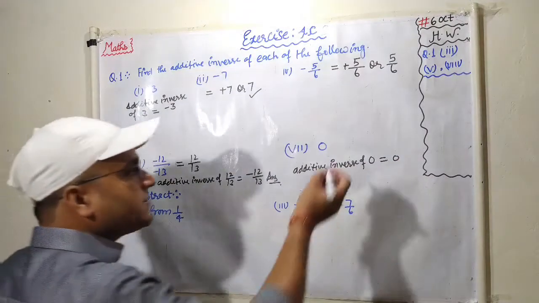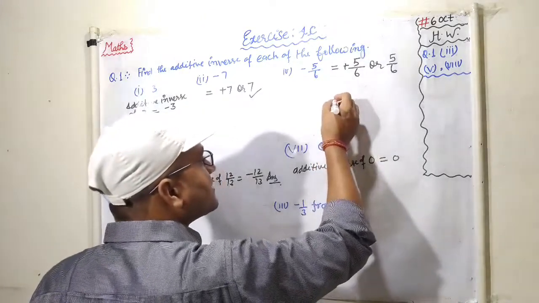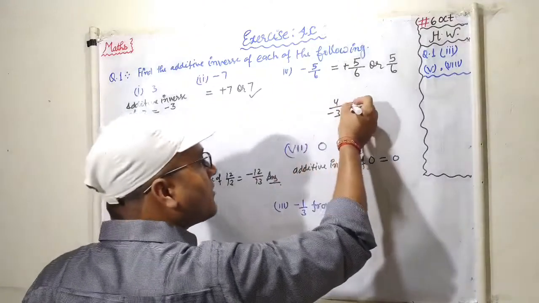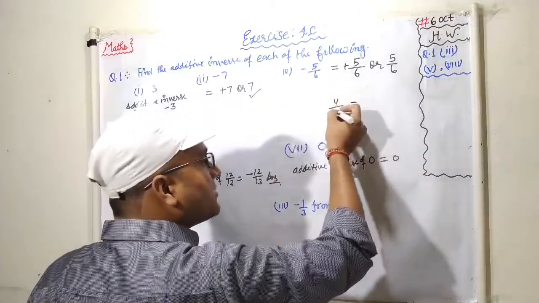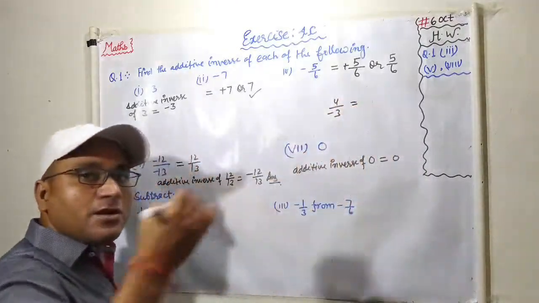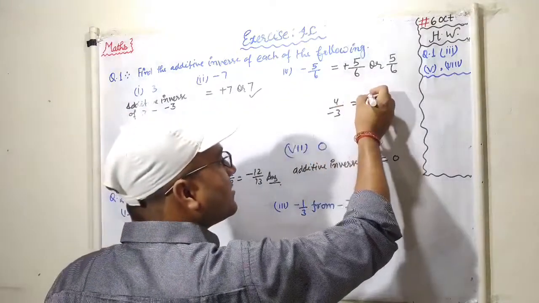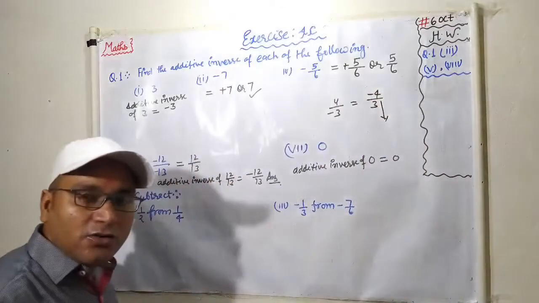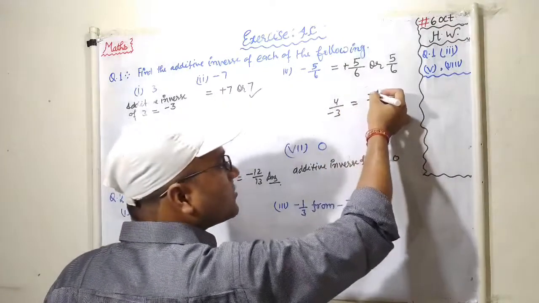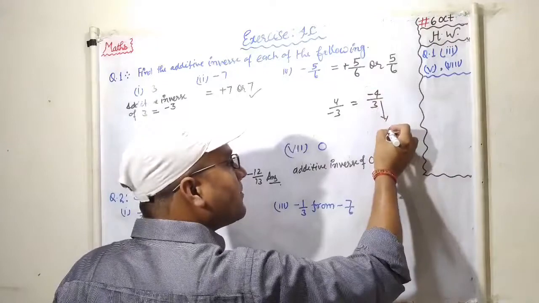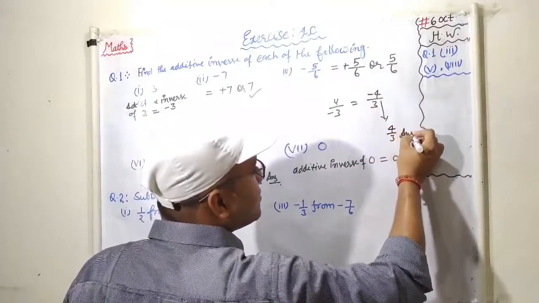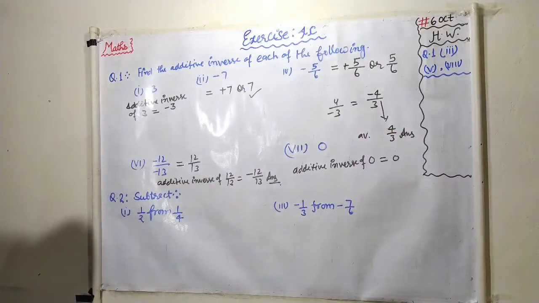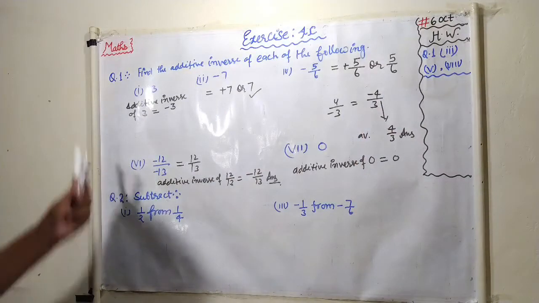Okay, and students, suppose you are getting 4 upon minus 3. If your denominator is negative, first you convert it into standard form, meaning the denominator should be positive. So multiply with minus, you will get minus 4 upon 3. Then you write the additive inverse of this. So what is the additive inverse of minus 4 upon 3? That is plus 4 upon 3. This is your additive inverse. So in this way you can do question number first.